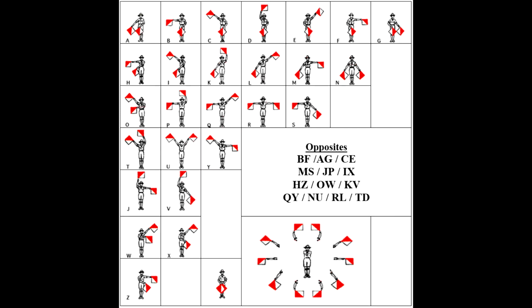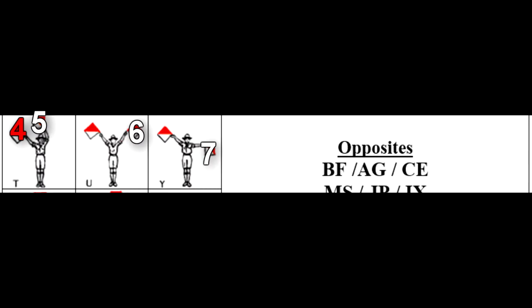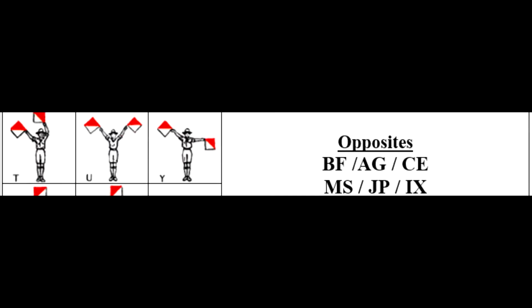Now the next part is where it gets a little bit tricky. The next series is the letters T, U, and Y. Starting with the letter T, it follows the same pattern where my stationary hand is in position 4, followed by the letter U, where my moving hand will be in position 6, and then the letter Y, where the moving hand is in position 7.